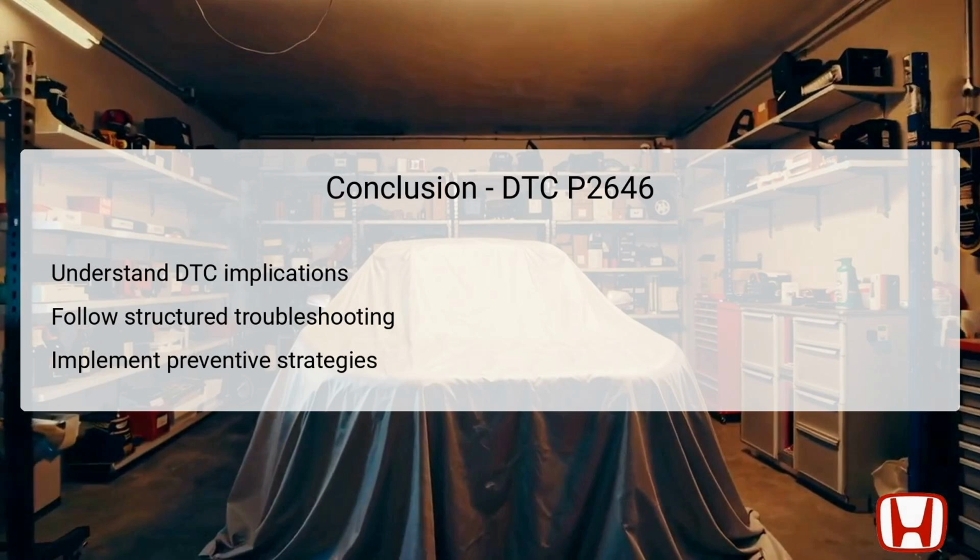In summary, understanding DTC P2646 and its implications for the Honda CRV's performance is vital for timely resolution of potential issues. Following a structured approach to troubleshooting, from checking oil levels to examining electrical integrity, can effectively identify and rectify the underlying problem. The importance of maintaining proper engine oil levels and regularly checking associated wiring cannot be overstated. These actions are crucial for preventing recurrence of the DTC.